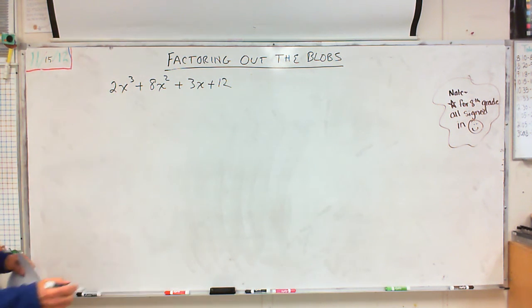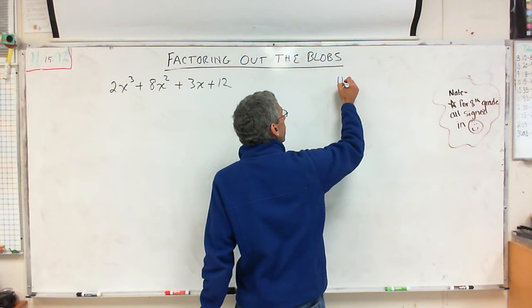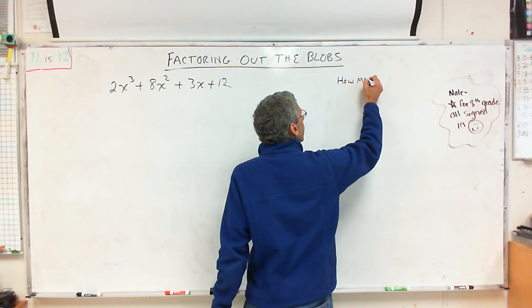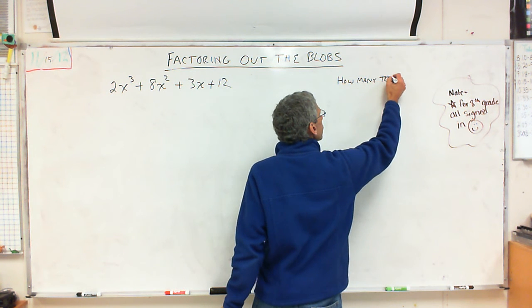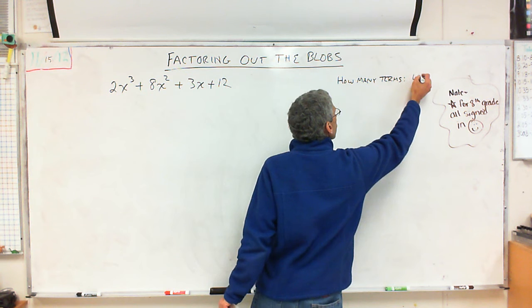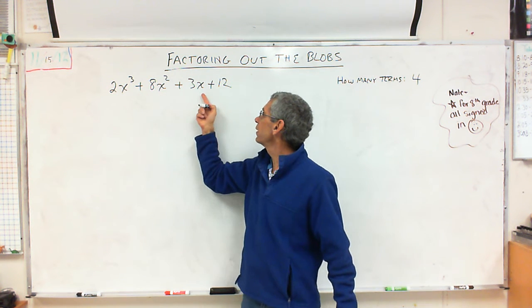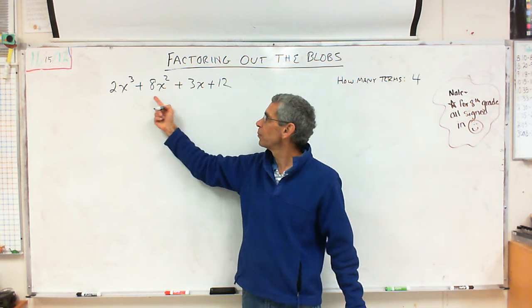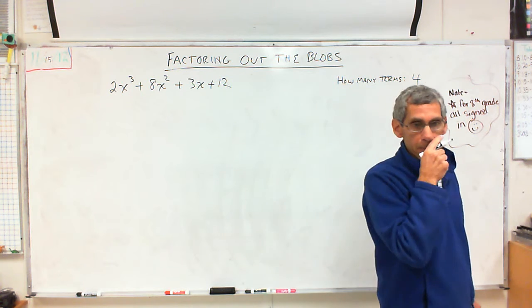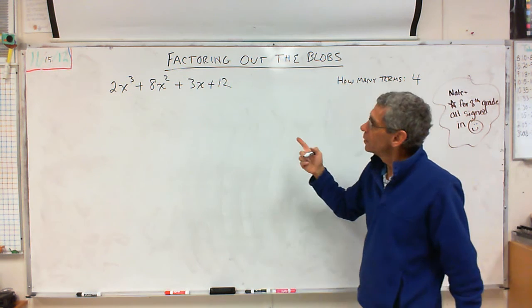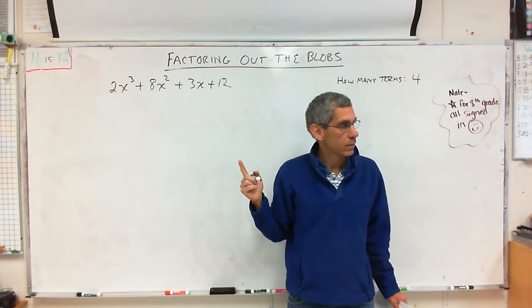First of all, how many terms do you see in that? 4. Okay, so there are 4 terms. 1, 2, 3, 4. Terms are always separated by pluses or minuses, right? Okay? How would you factor that?